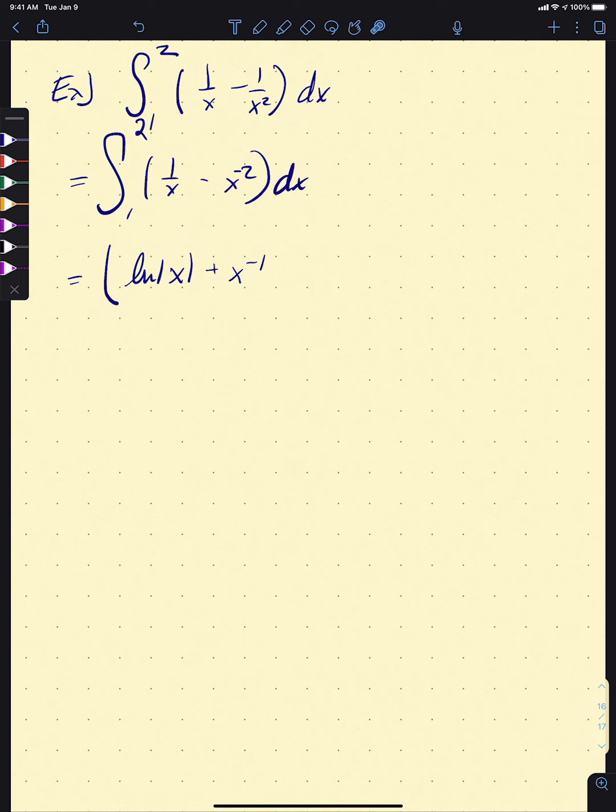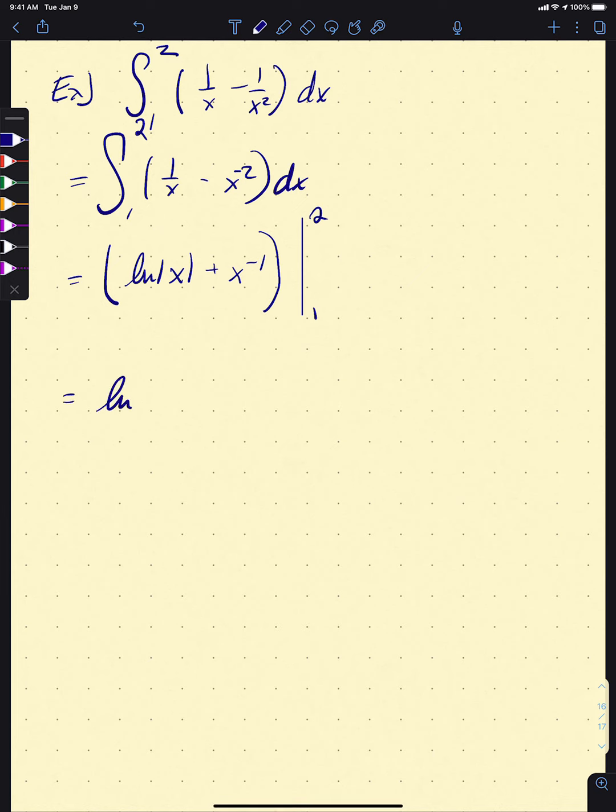How do I know that? Well, this negative 2 is going to drop down and we add 1. So it's going to be 1 over negative 1, which is negative 1, which is then going to cancel with this negative, giving us a positive. Then we add 1 in our exponent, and we get negative 1. Okay, so now that we have this, once again, we need to evaluate this between 1 and 2.